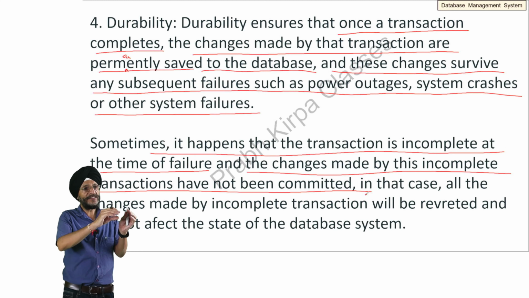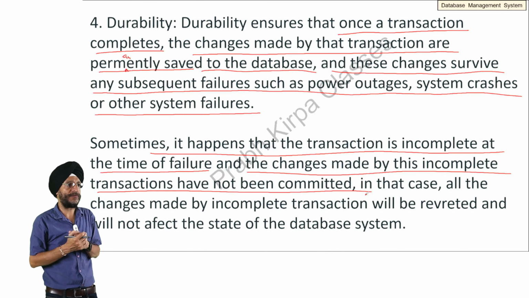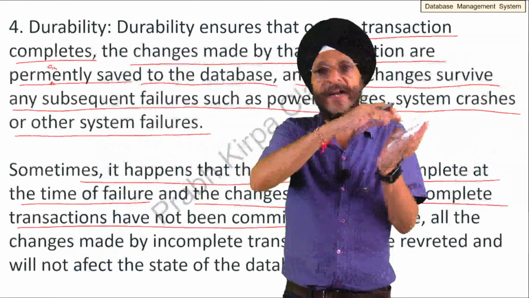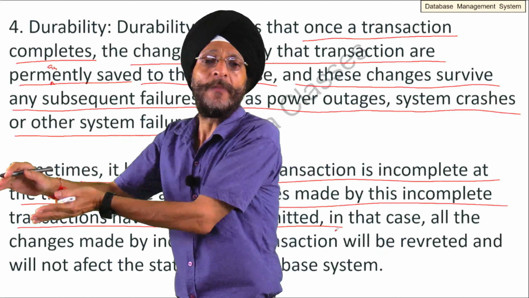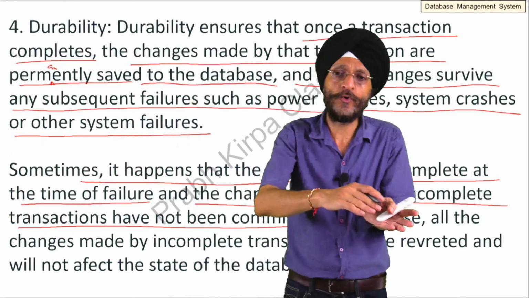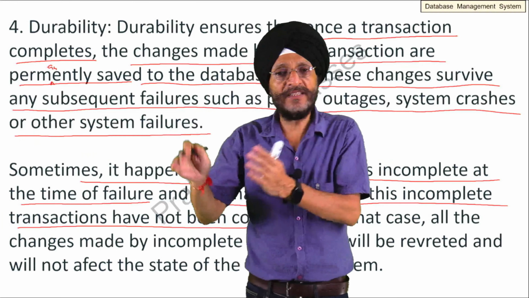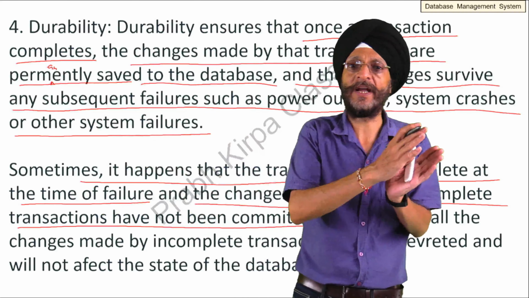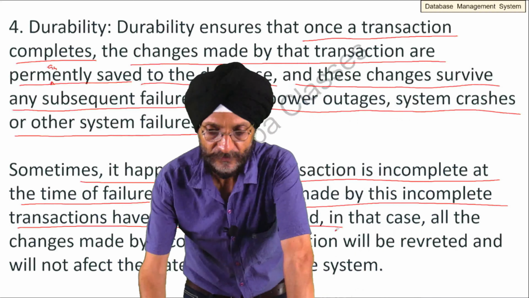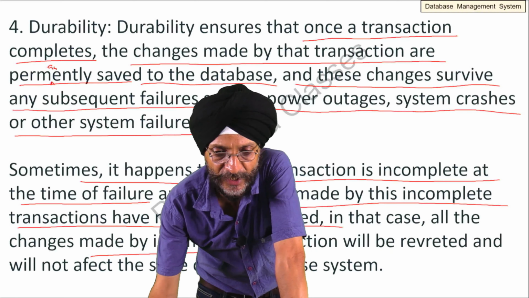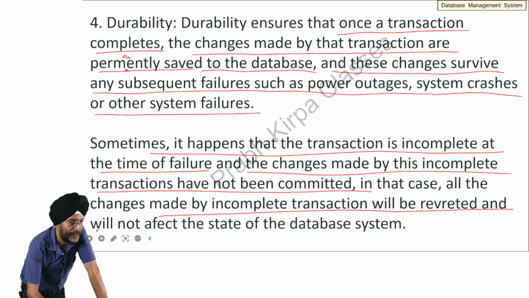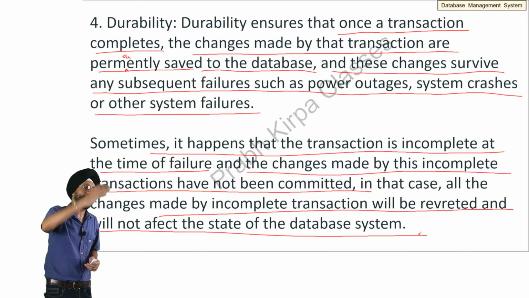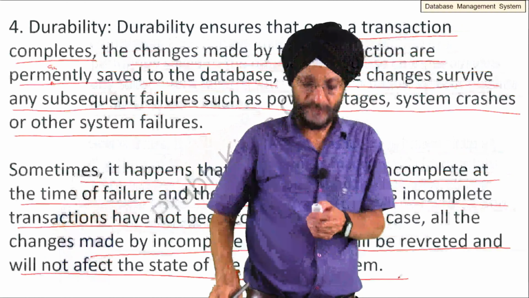When the transaction is still not complete and the power goes off or system crashes occur, so when the transaction is incomplete and all the changes have not been committed to the database, committed means changes have been recorded in the database, then the DBMS will ensure that the transaction is rolled back to the original situation. So all the changes made by the incomplete transaction will be reverted and will not affect the state of the database system; the database system will be restored to its original position.